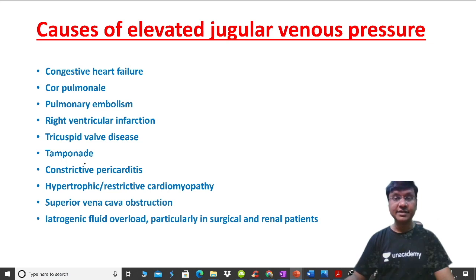Cardiac tamponade, right? There will be non-pulsatile increase in the JVP. Constrictive pericarditis, cardiomyopathies, both hypertrophic and restrictive cardiomyopathies. SVC obstruction, even here you have non-pulsatile increase in the JVP, and iatrogenic fluid overload. So these are all the conditions where you have elevated JVP.